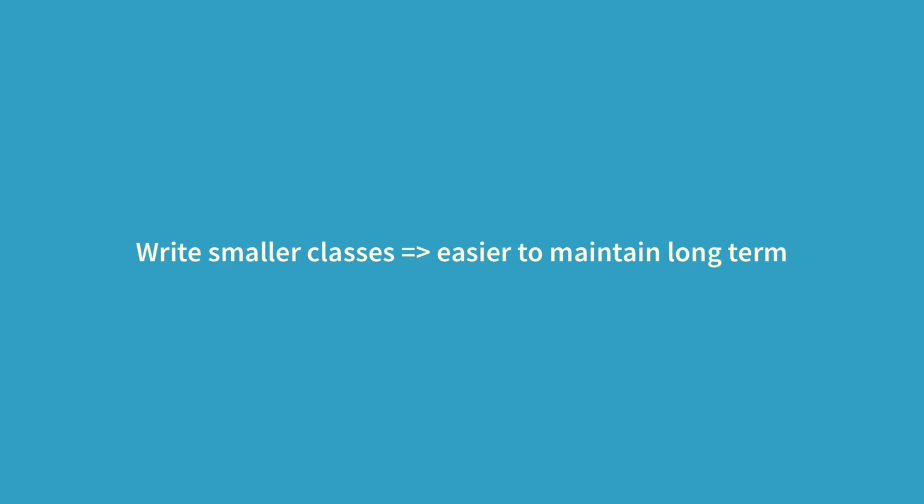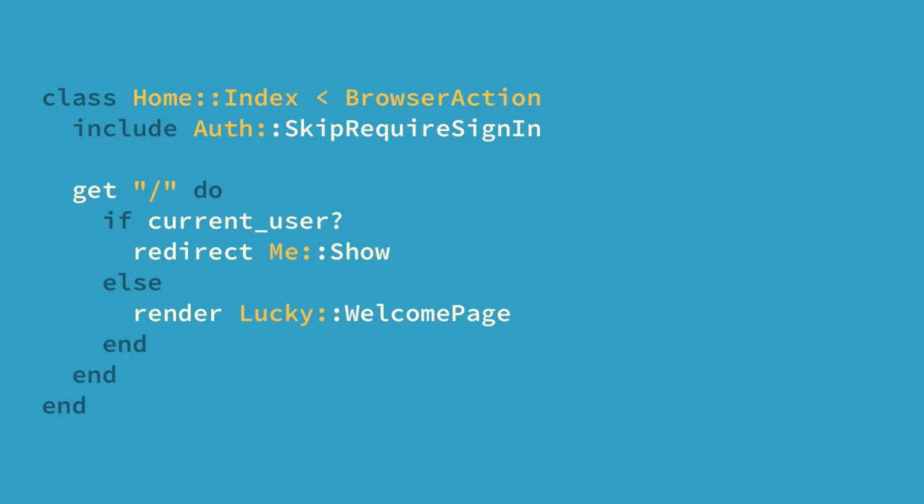More about that later. You don't have long controller classes because you don't have any controllers. You have actions, and actions are small, focused classes. One action does one thing. And that is really cool. You will see an example like this.